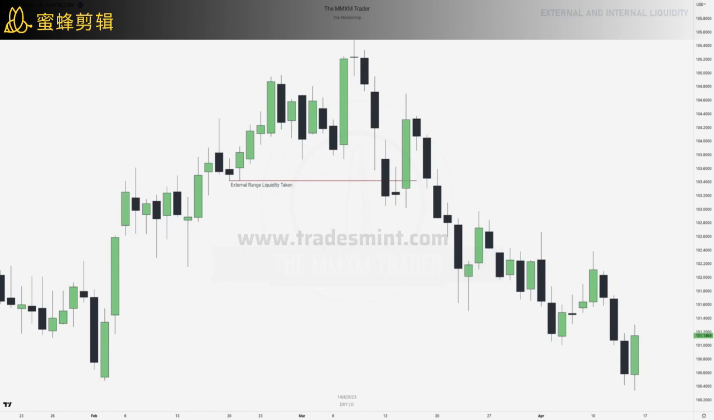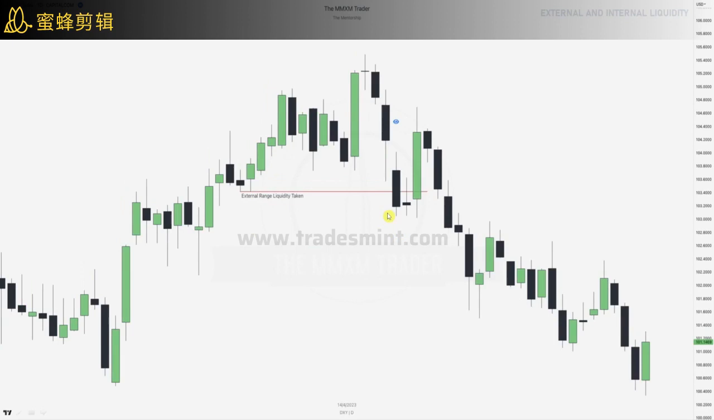And sometimes you don't know what the draw on liquidity is, but using external to internal and internal to external will make it a little bit easier and, might I say, more accurate. So over here, external range liquidity again, right? What do we do after we take external range liquidity? We want to go to internal range, right? So where is internal range liquidity?